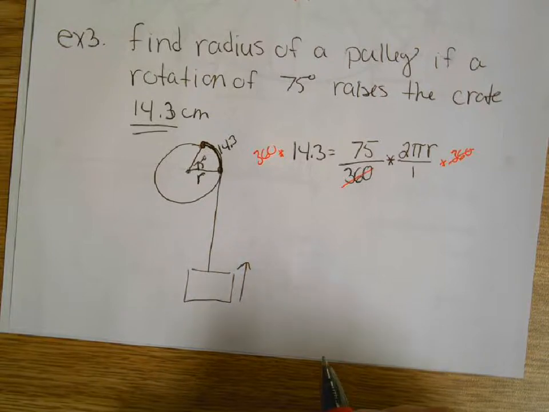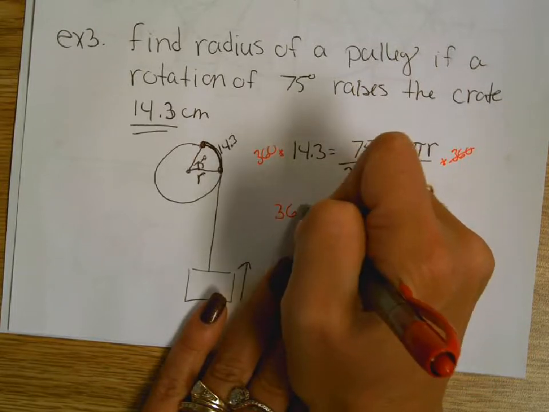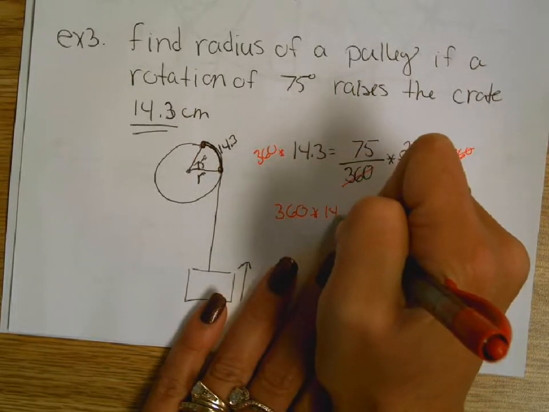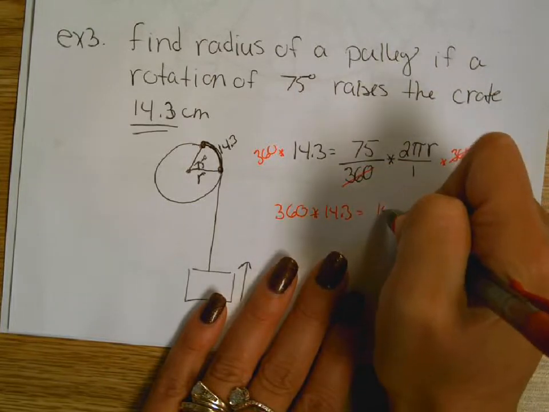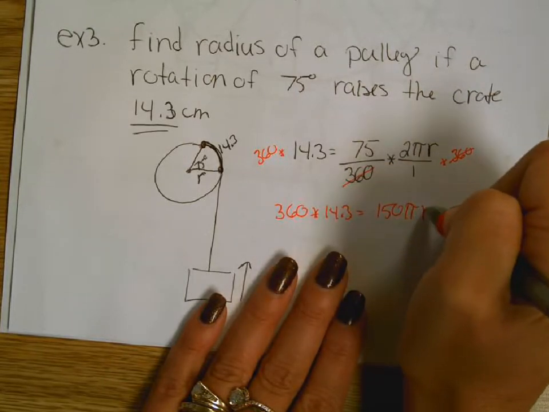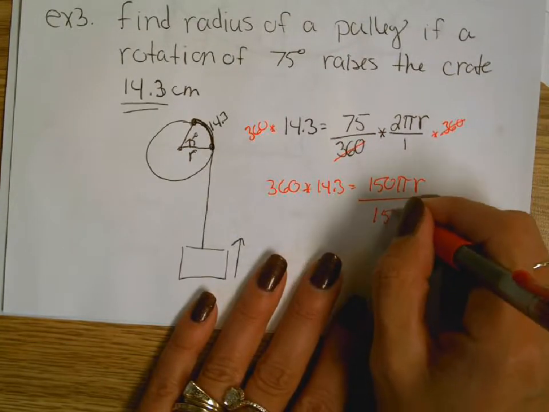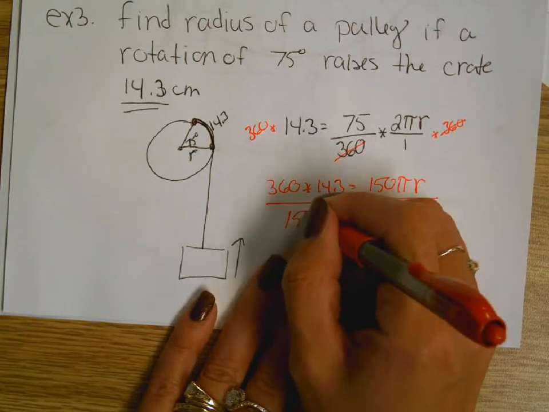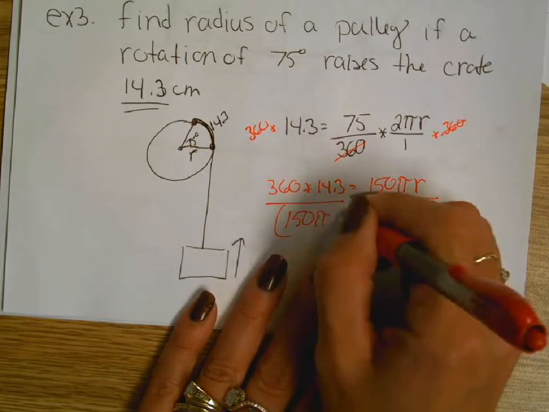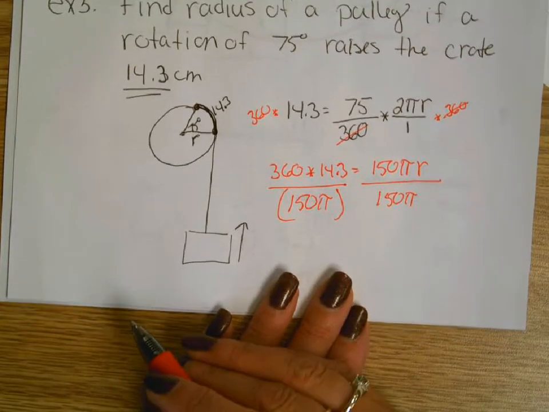And then what are you going to do after that? You can. 360 times 14.3. That'll give you 150 pi times r. And divide. Parentheses needed or not needed? Absolutely needed. There's two values there. If you don't have parentheses around that, all it does is divide by the 150 and then multiply the answer by pi.